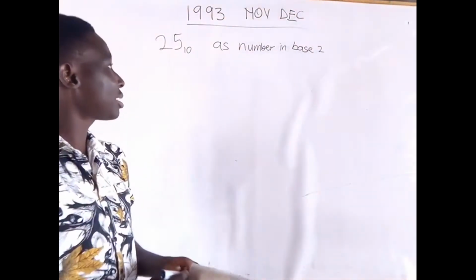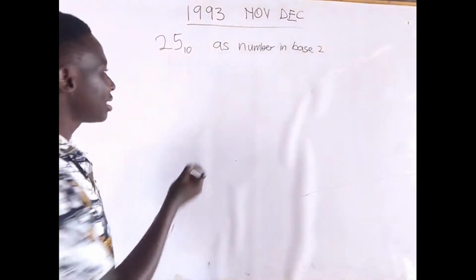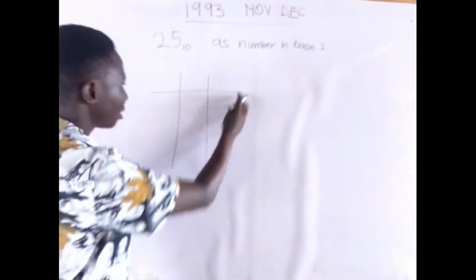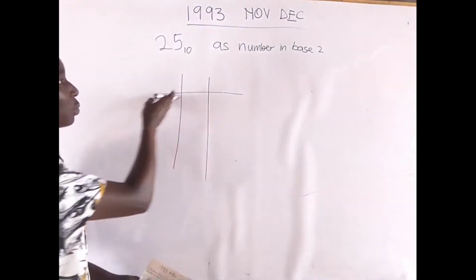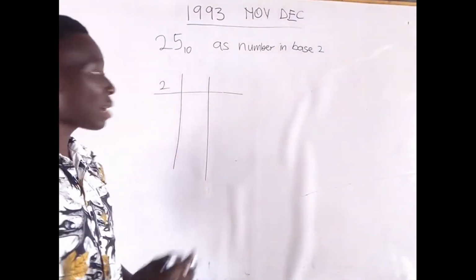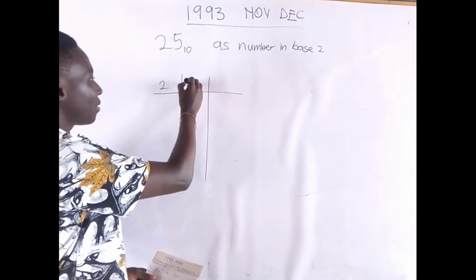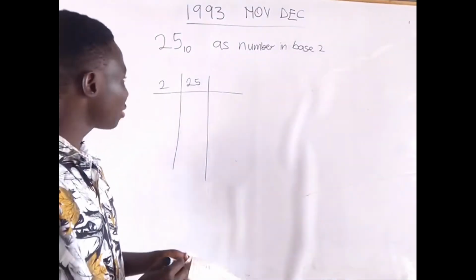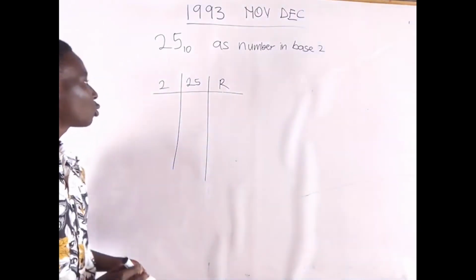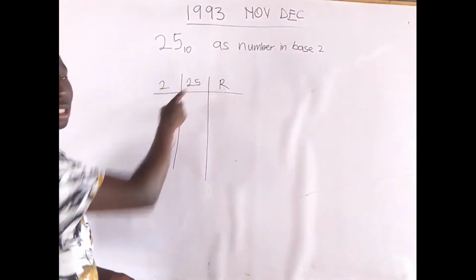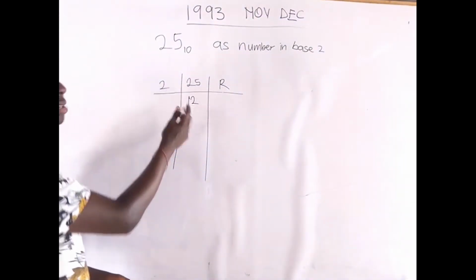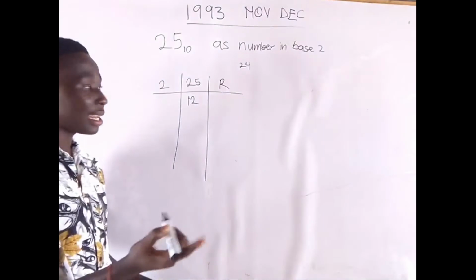So now, with this question, we are going to create 3 columns. The first one will be for the base that we are changing to, which is 2. And then the second one will be for the number 25. And then the third one, let's name it R, which is the remainder. So 2 here goes into 25 12 times. 2 times 12 is going to give us 24. Remainder 1.